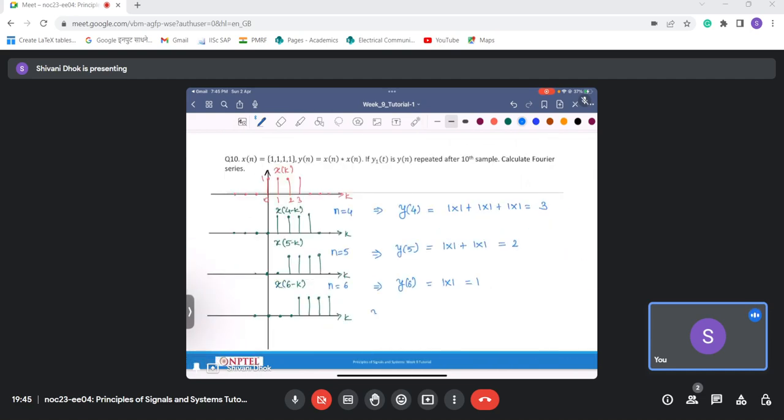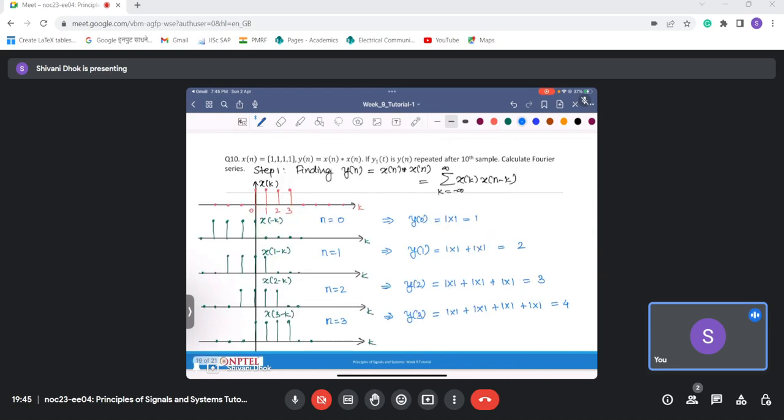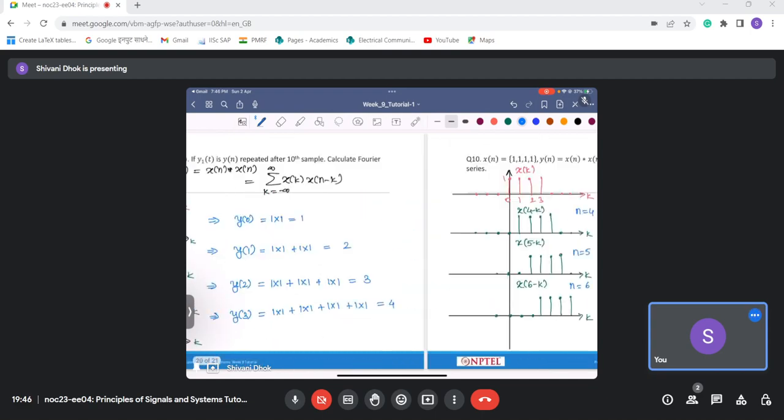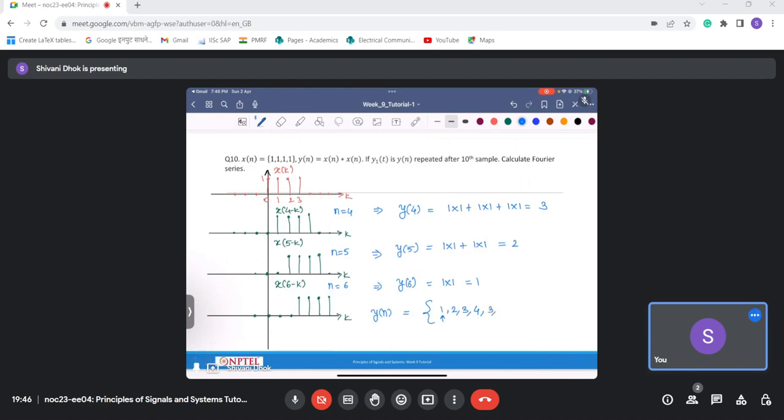So therefore this y of n is basically a sequence which looks like 1 2 3 4 3 2 1, which starts at n equal to 0, where it is 1. So this is starting here, so it is 1 2 3 4, till 4 it goes, and then it reduces to 3 2 and then back to 1. So this is y of n that we are having. Okay.